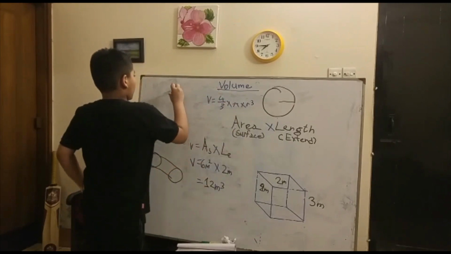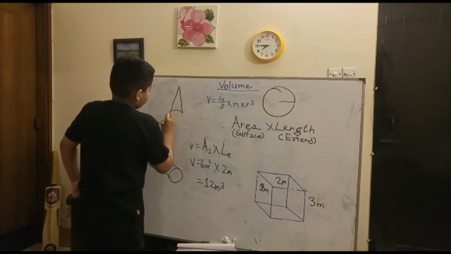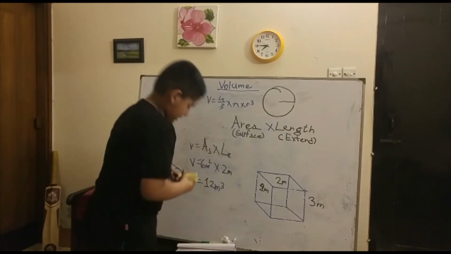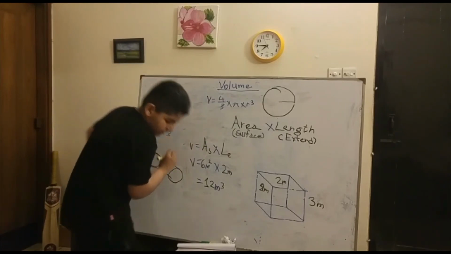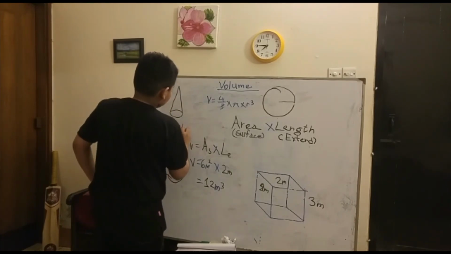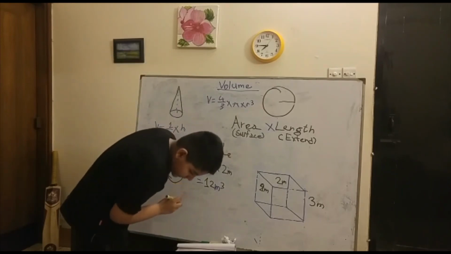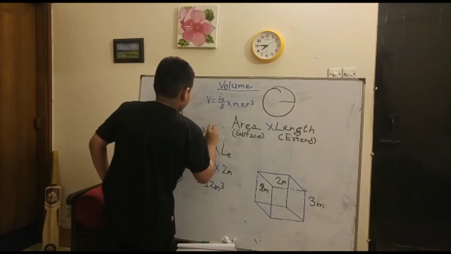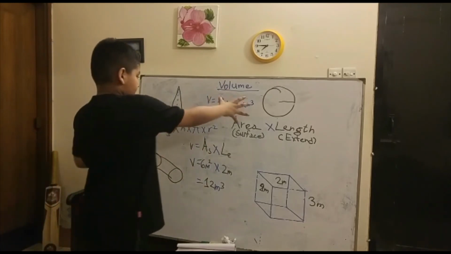Now let's look at a cone. I hope you have been enjoying ice cream cones. Its volume would be 1/3 times the height of the triangle times pi times radius squared. So you should memorize these.